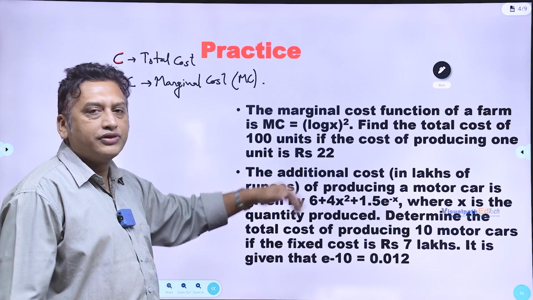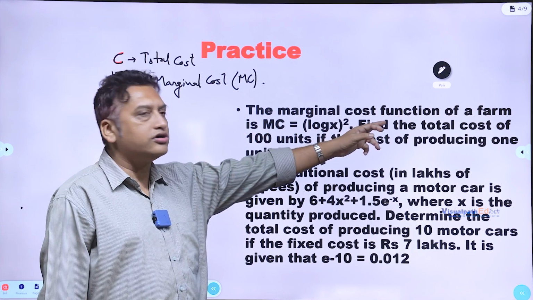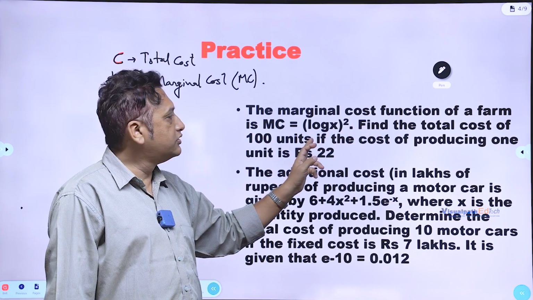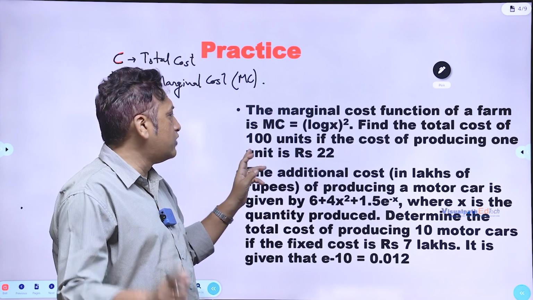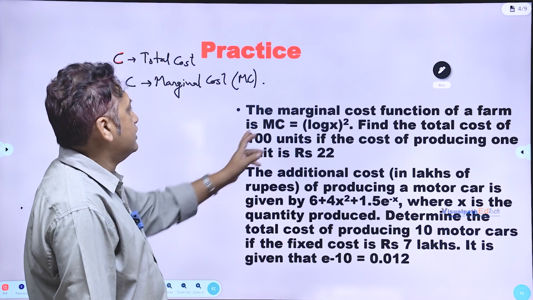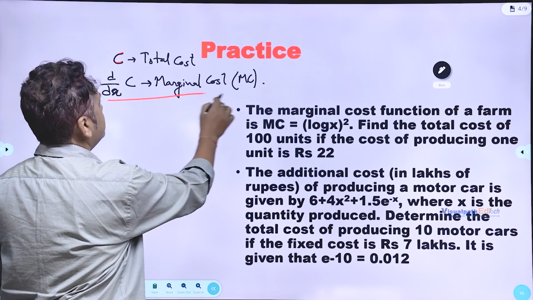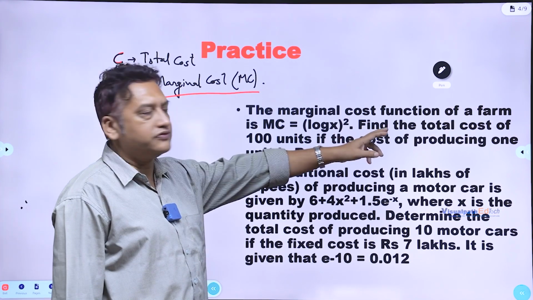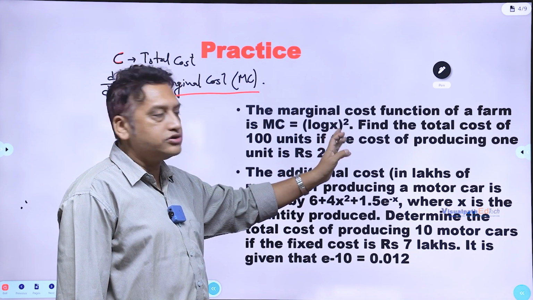Now look at this sum. They are asking you to do the opposite. The marginal cost function of a firm is given, MC. Find the total cost of 100 units if the cost of producing 1 unit is rupees 22. So the marginal cost function of a firm is given to you: (log x) whole thing to the power 2.